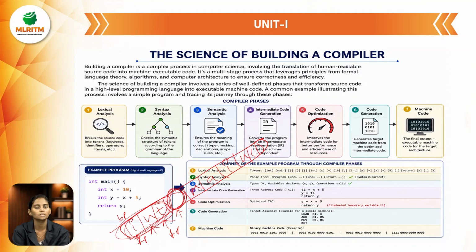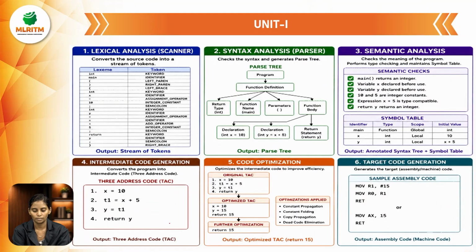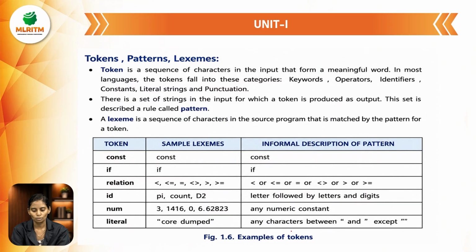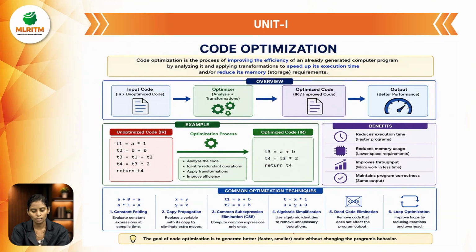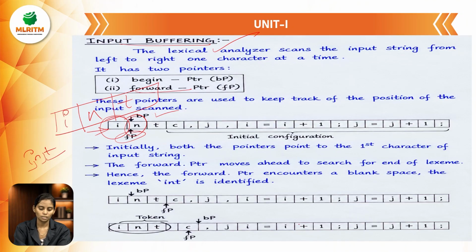Either it is a keyword, which means it is stored as a keyword, or it is represented as an identifier, which means it will be stored as an identifier. So in that way it is going to occupy each and every instruction. So that is nothing but a forward pointer as well as a backward pointer.